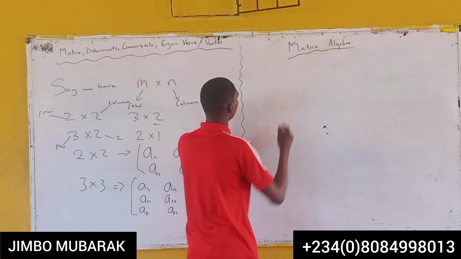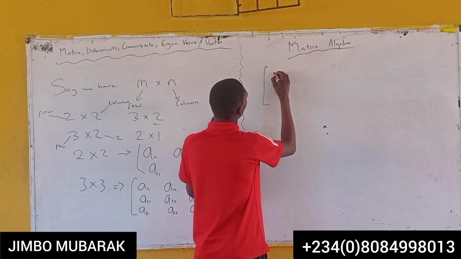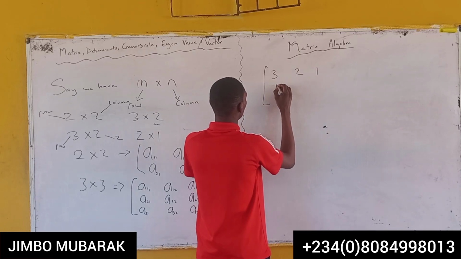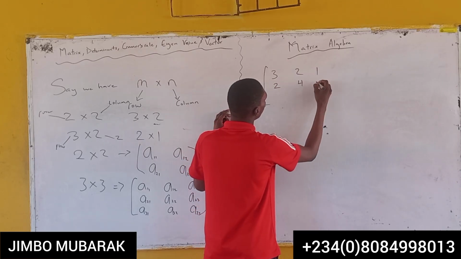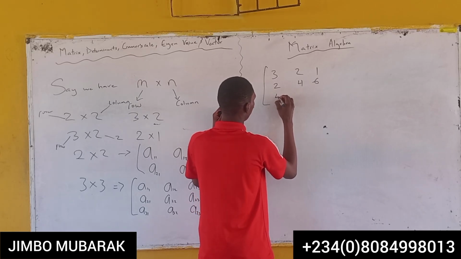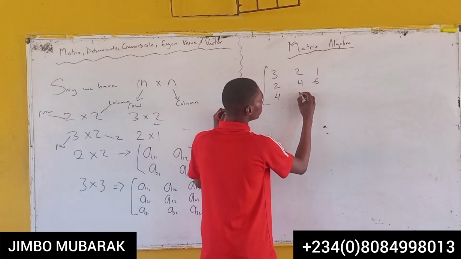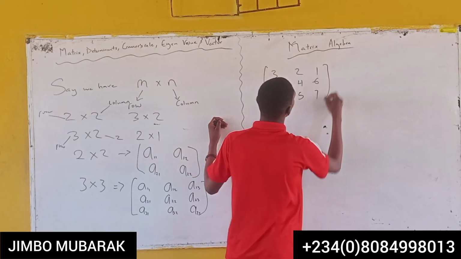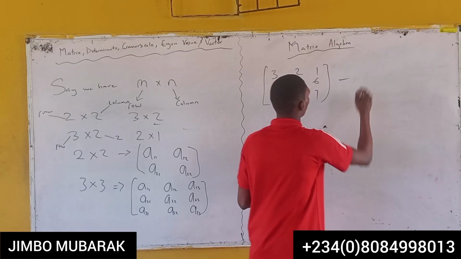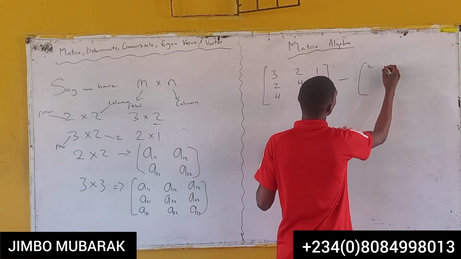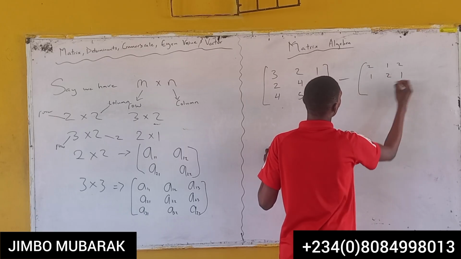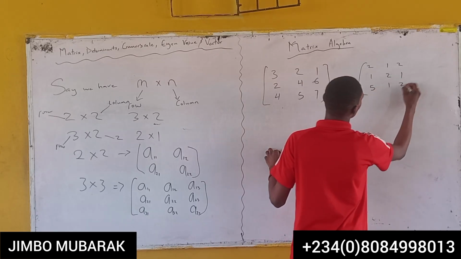Alright, so let's say we have a 3 by 3 matrix in the form 3, 2, 1, then we have 2, 4, 6, then we have let's say 4, 5, 7. So we can subtract from what? 2, 1, 2, 1, 2, 1, 5, 1, 2.